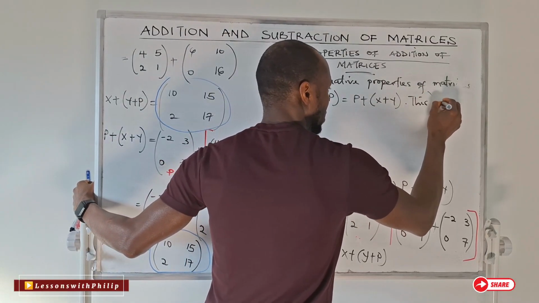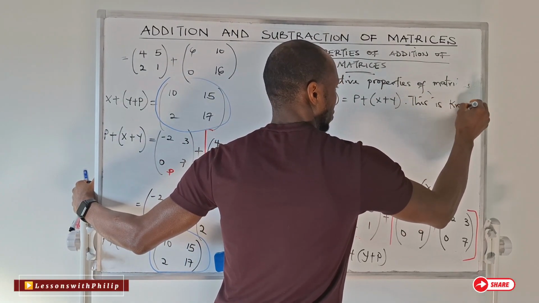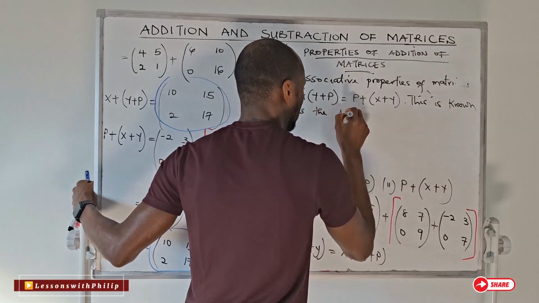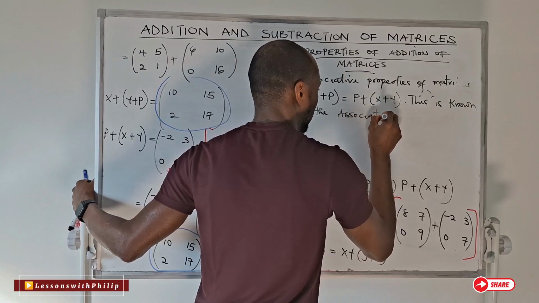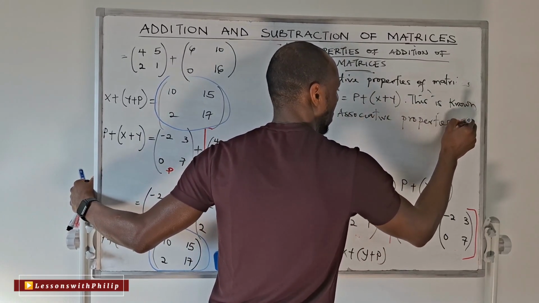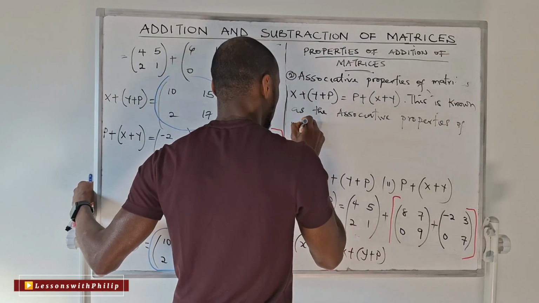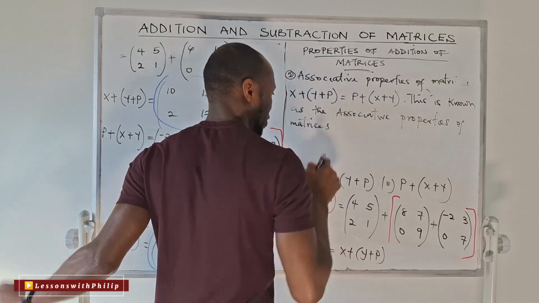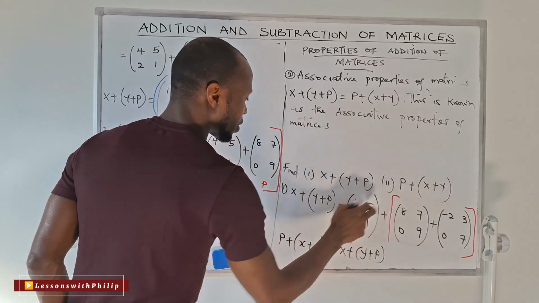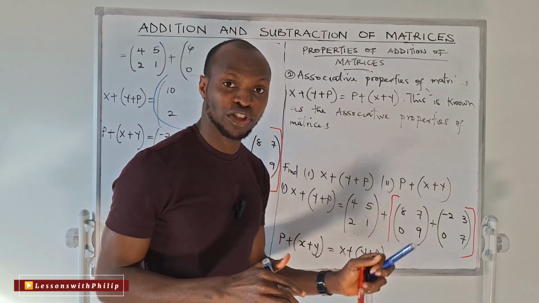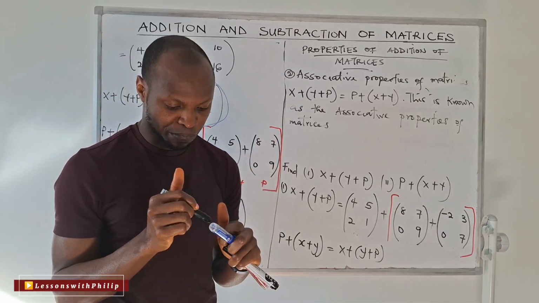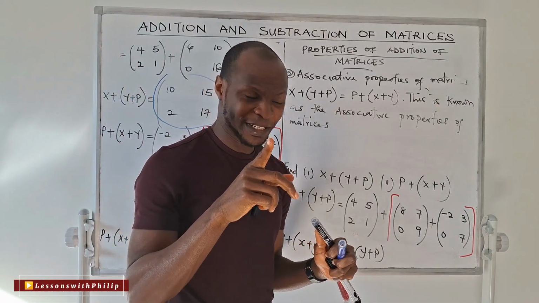this is known as the associative properties of matrices. Okay? Do you get it? Since these two are the same, this one equals this. If you have this kind of addition to be equal, that kind of addition is known as the associative properties of matrices. Do you get it?